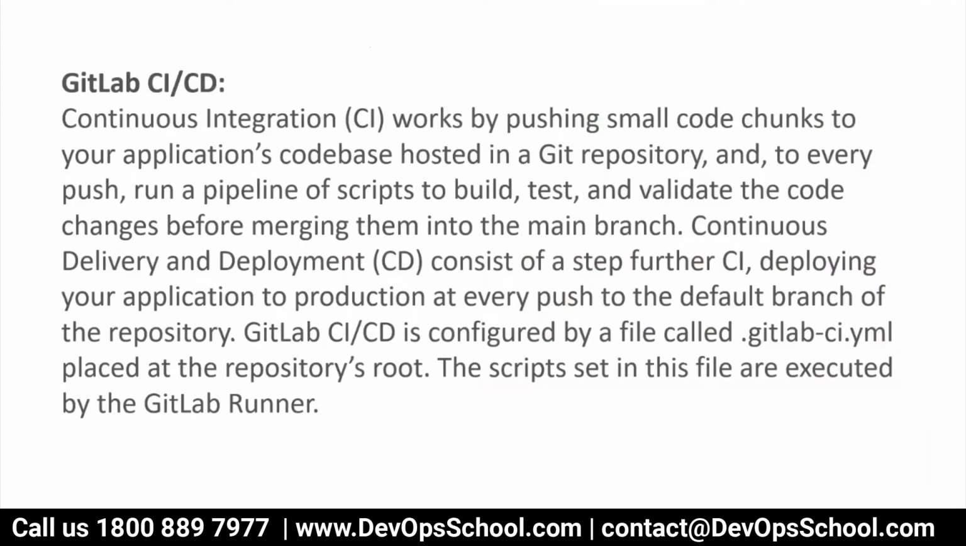This is one of the major features which GitLab promotes a lot, which they call CI/CD, earlier, now Auto DevOps. Continuous integration works by pushing small code chunks to your application code base hosted in the Git repository, and on every push, it runs a pipeline of scripts to build, test and validate the code changes before merging them into the main branch. So before understanding CI/CD, what do you understand by CI first? Continuous integration is the full form, but can you please tell me what a CI is?